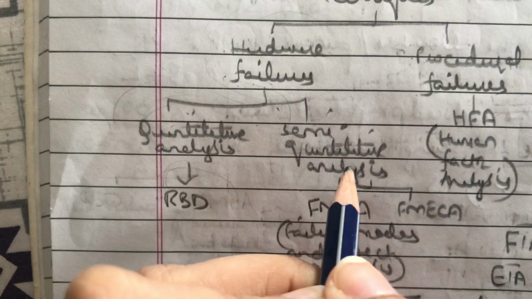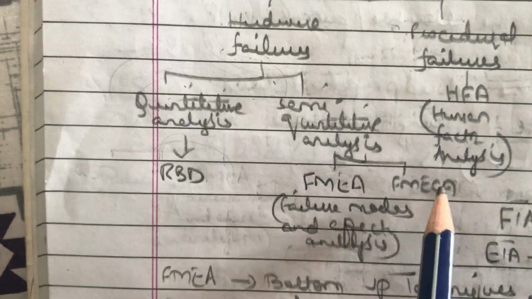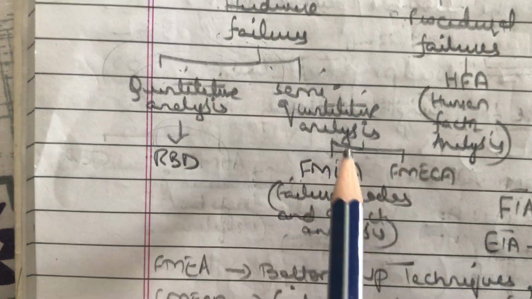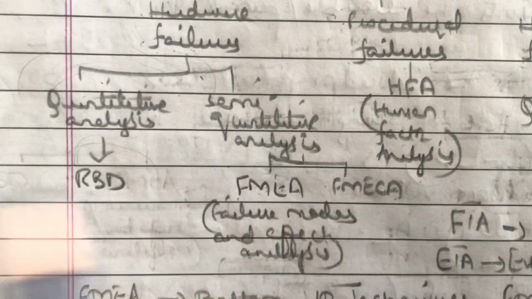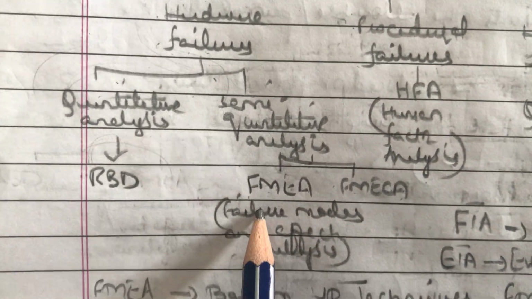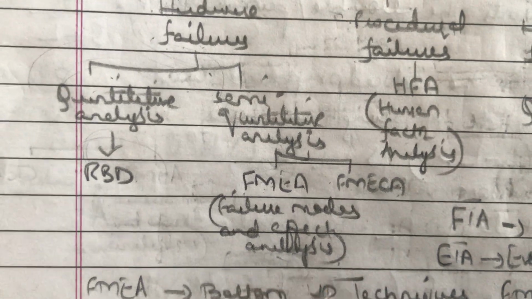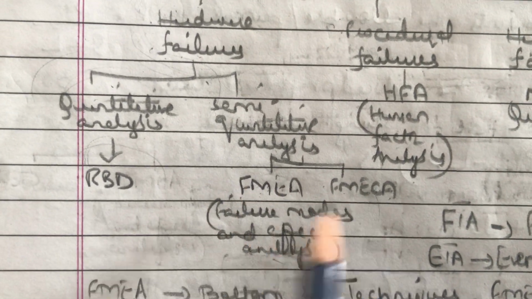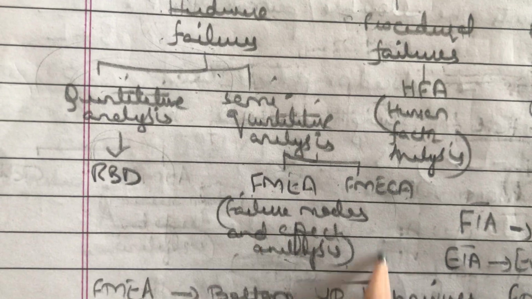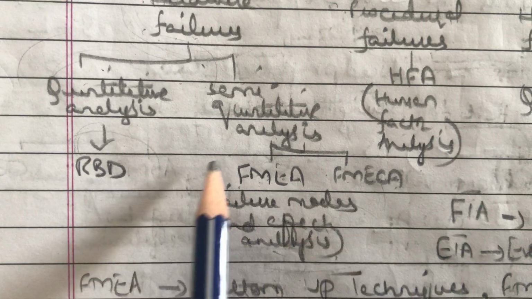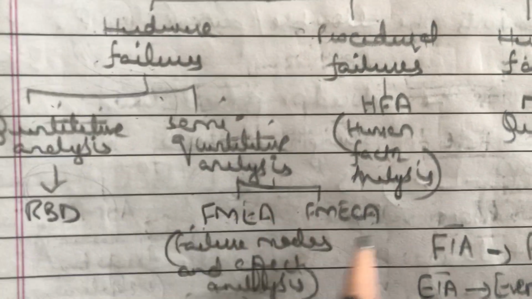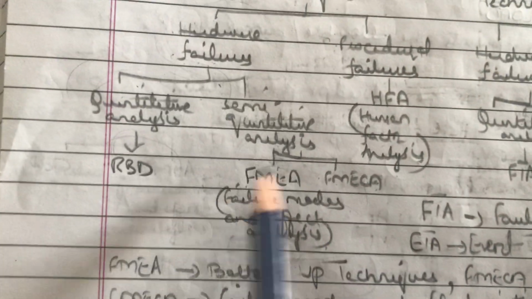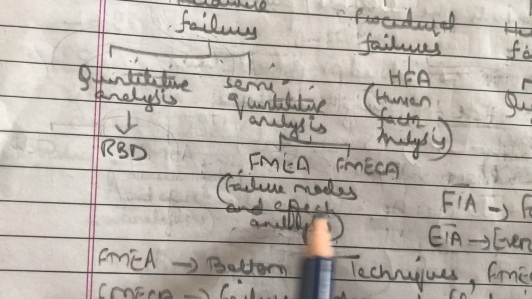In semi-quantitative analysis, what happens? We have two things present, two procedures here. One is the FMEA and the other is the FMECA. So what is FMEA? It's the failure modes and effect analysis. What are the failure modes and what is their effect on our subsystem, on our system, or on our component? So it's the complete analysis of failure modes and their effects.